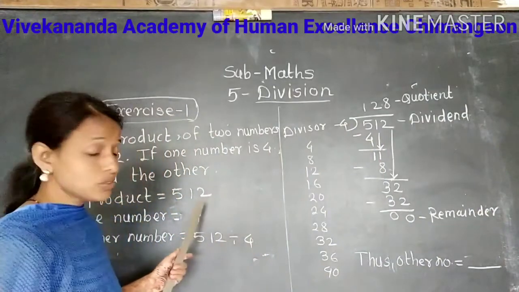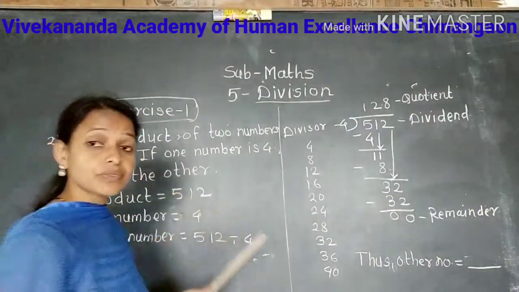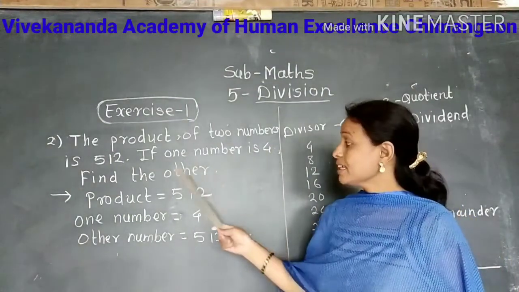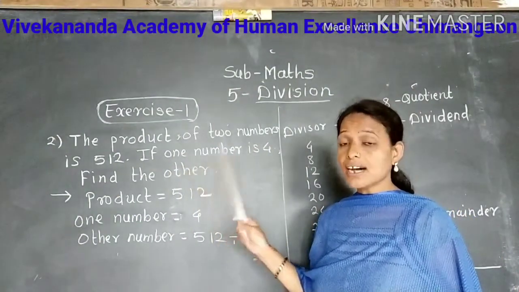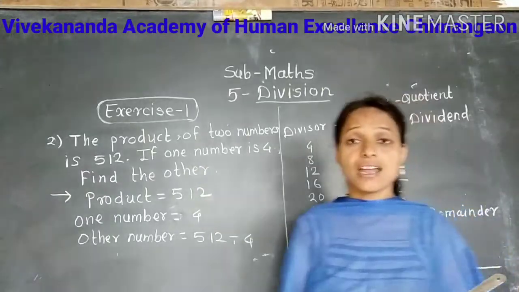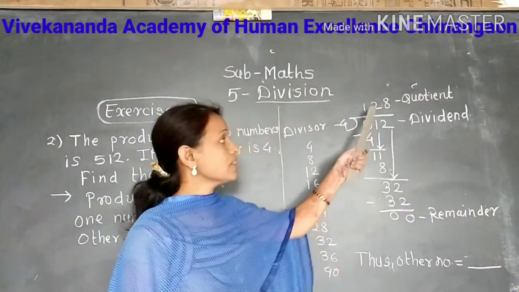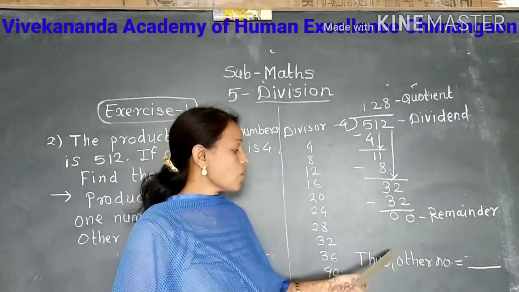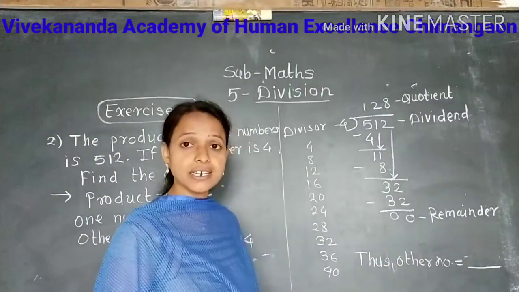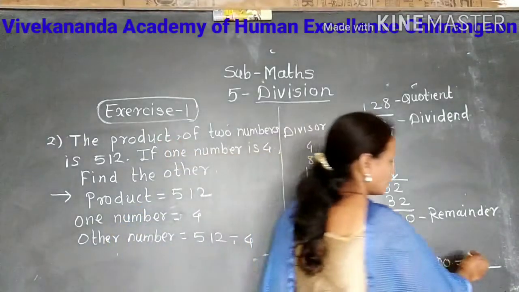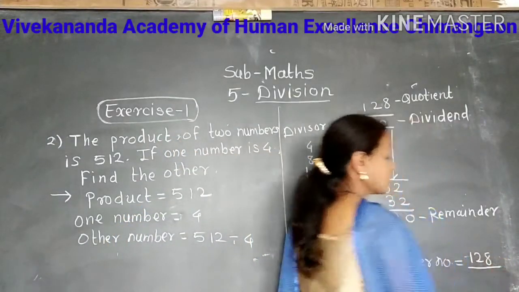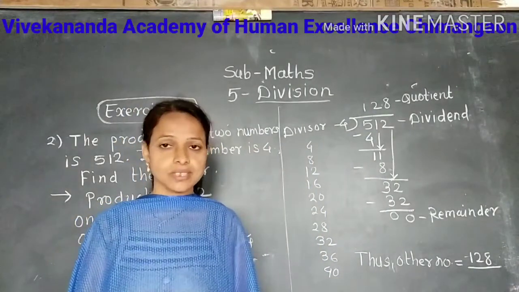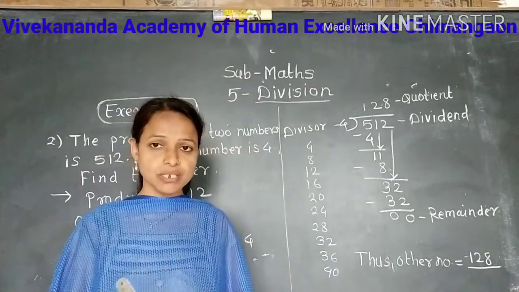But if you read that word problem, what is asked here? Here we have to find the other number. And the other number we got here is 128, and that is our answer. So the other number is 128. Okay. So here we get answer 128. Understood? That is how we solve this word problem.